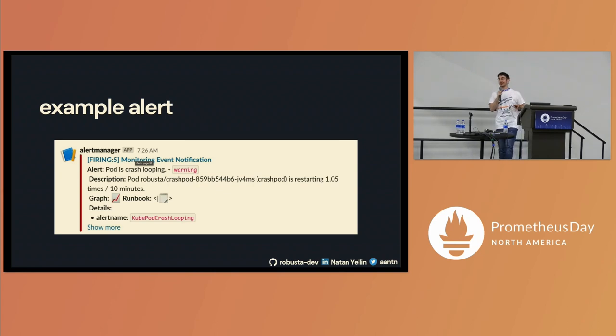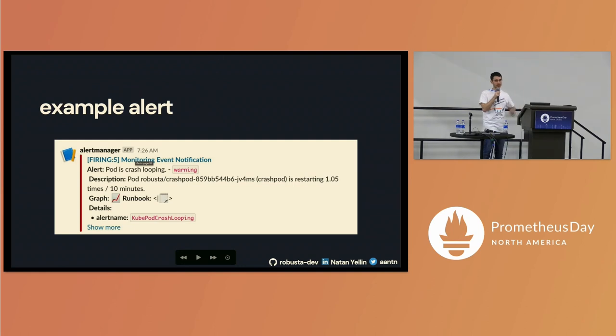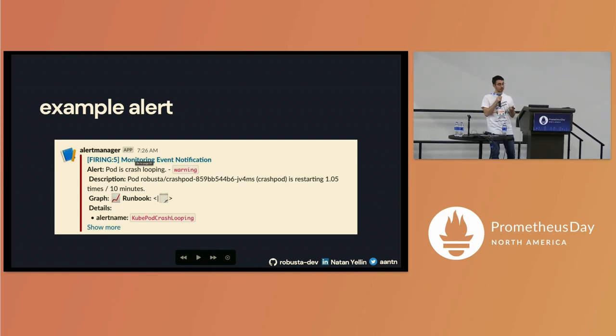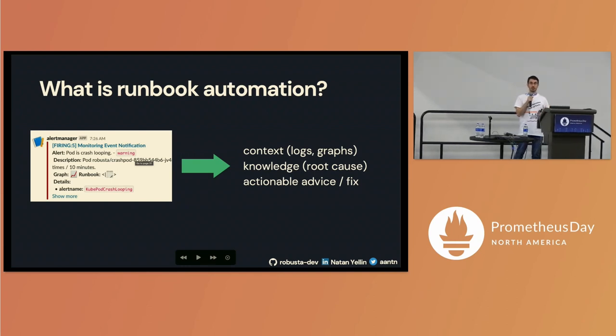So who here knows this alert? Has anyone seen this before? Oh, yikes. Okay, I hit the button on this. Has anyone here seen this alert before? This is an alert called KubePodCrashLooping. It's part of the default set of alerts for kube-prometheus-stack, so a super common alert. And what runbook automation does is take an alert like this and add on context. So connecting that alert to logs, to graphs, adding on knowledge about why an alert like that is firing, and sometimes even being able to fix an alert like that automatically.